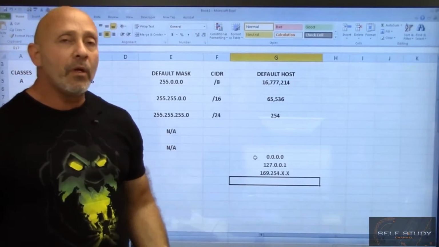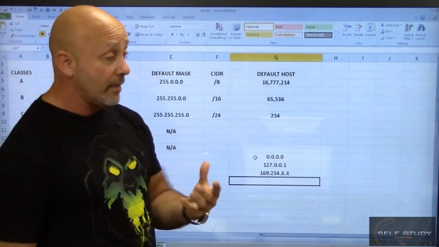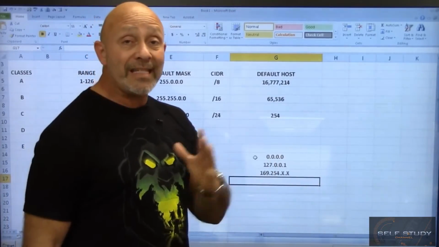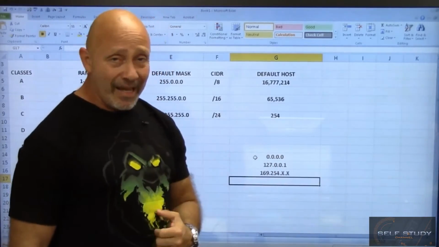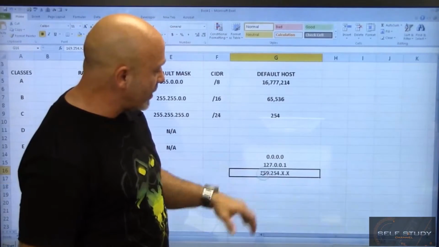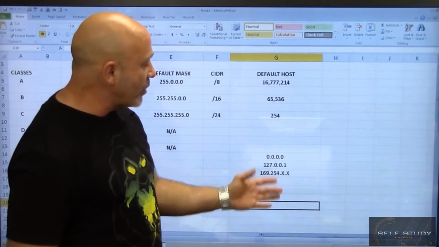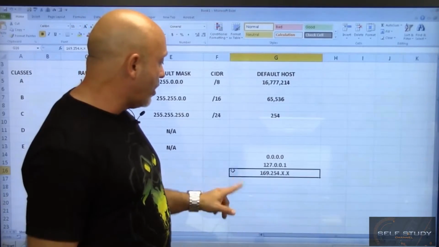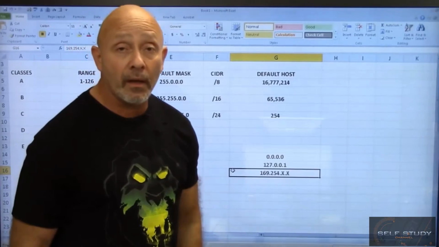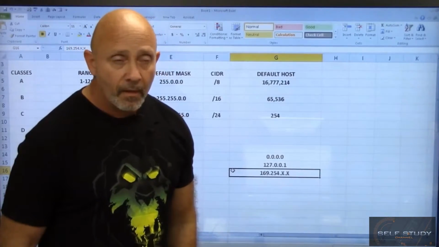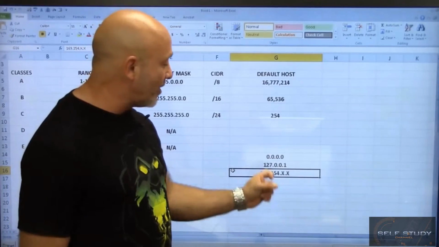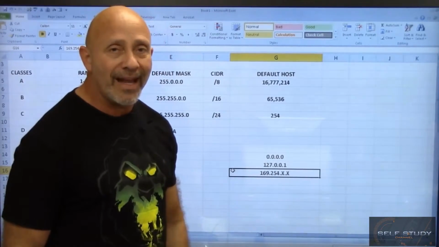The APIPA, we know that we get it when, let's say we're plugged into a network and we're DHCP enabled. We're supposed to be getting an IP address from a DHCP server. And when we do an ipconfig and we see this address, right off the bat you know that something's wrong. We're not getting an IP address because it assigned itself an APIPA address. That's what that means when we see it in IPv4, an automatic private IP address.